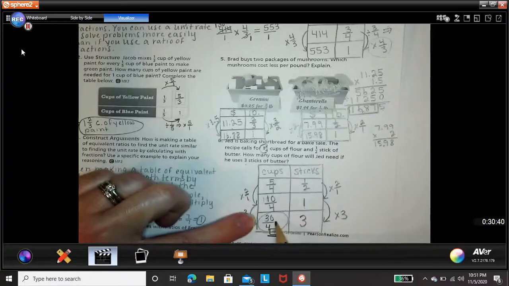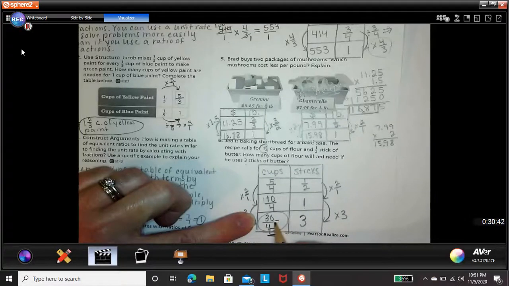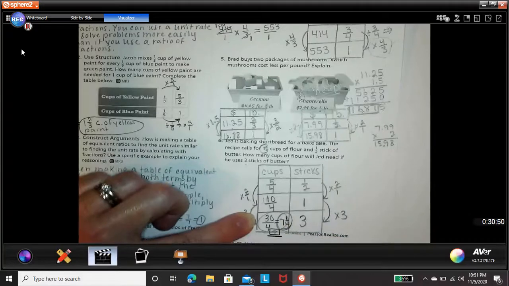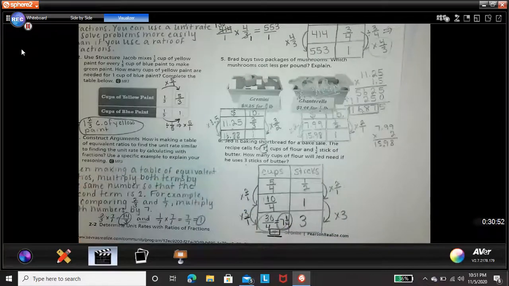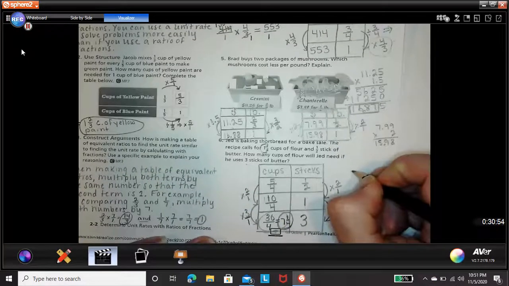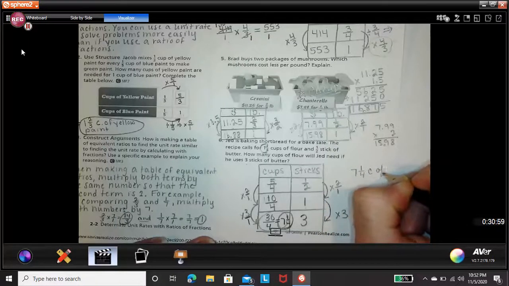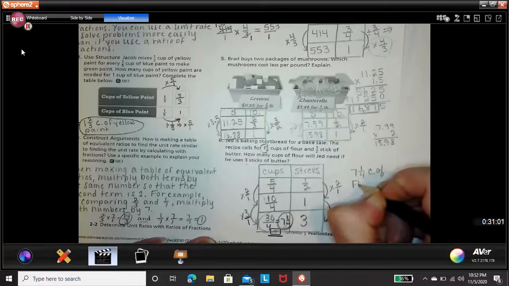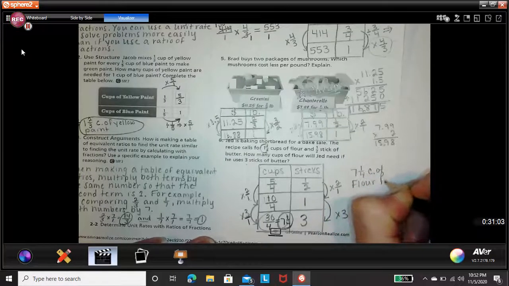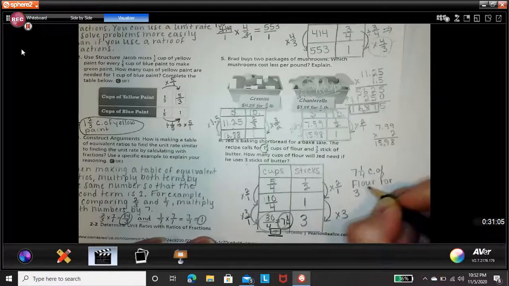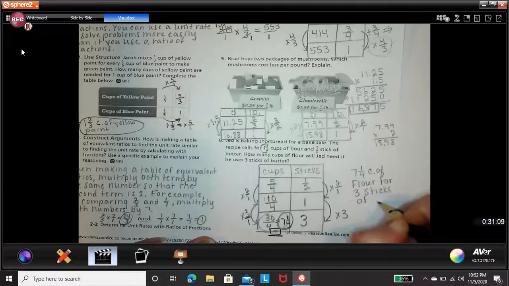And if we convert the improper fraction back to a mixed number, we get 7 1/4. Let me circle that too. So there would be 7 1/4 cups of flour for 3 sticks of butter.